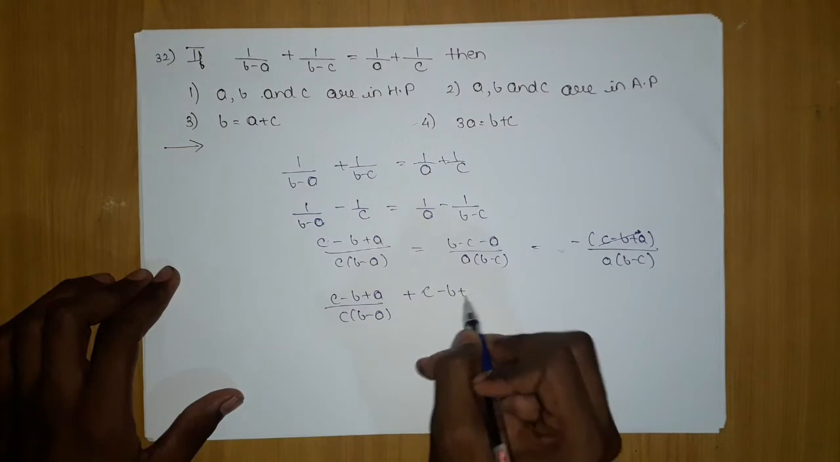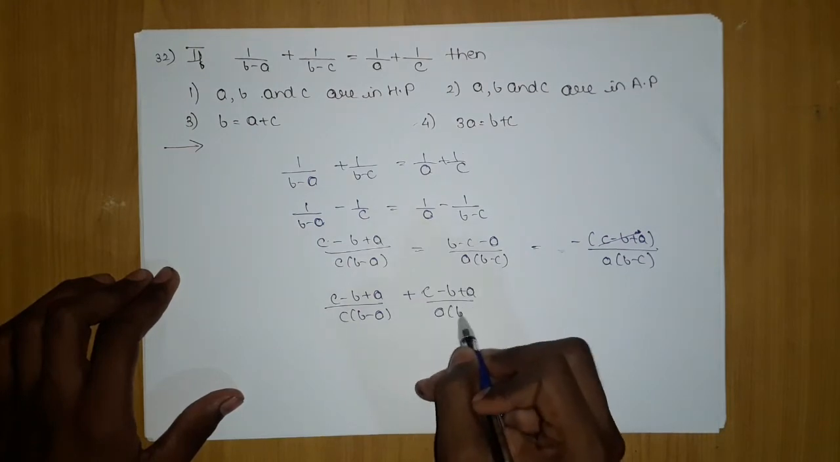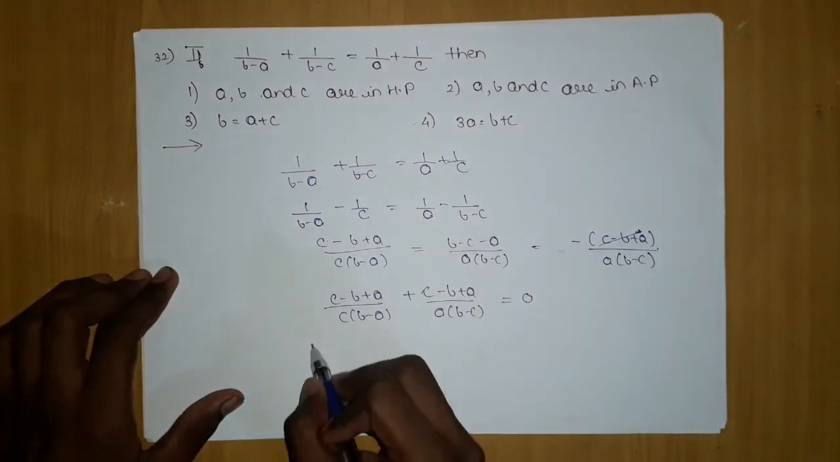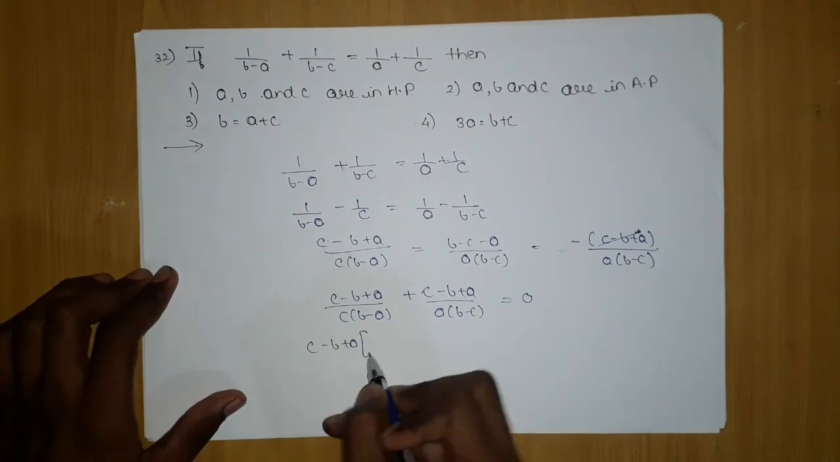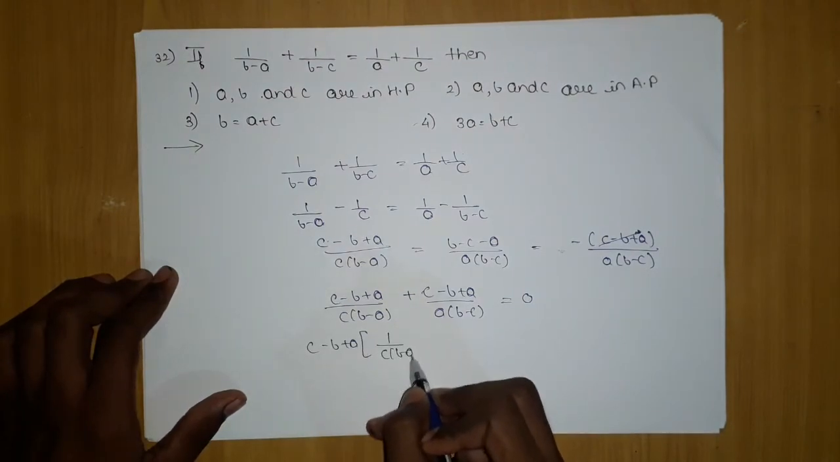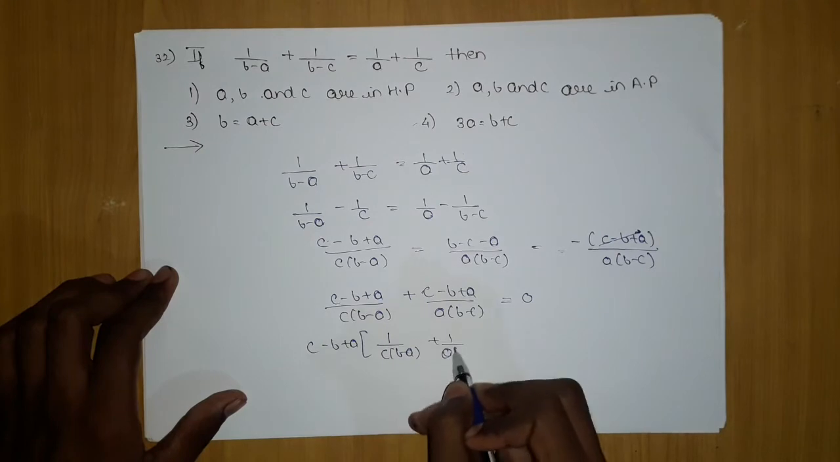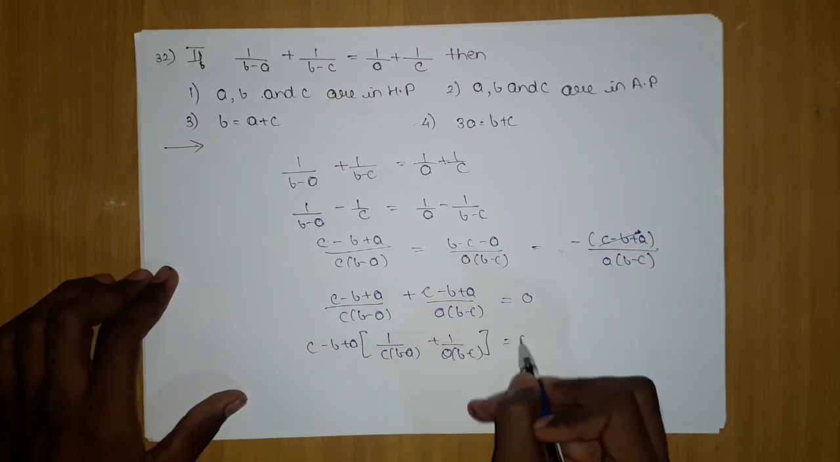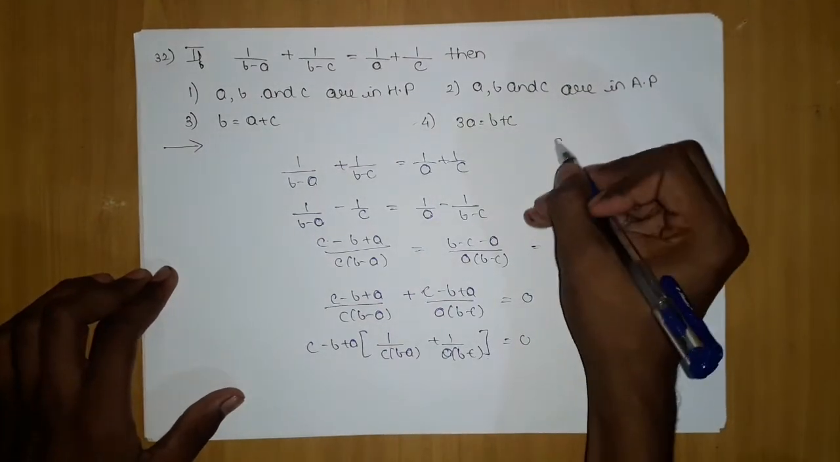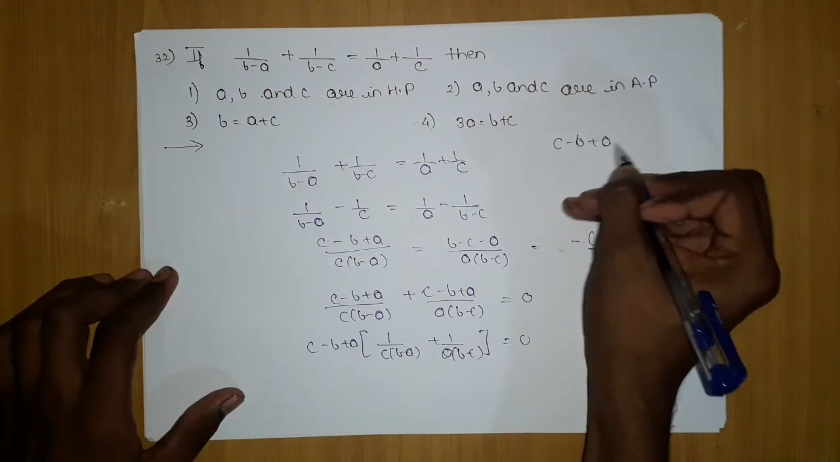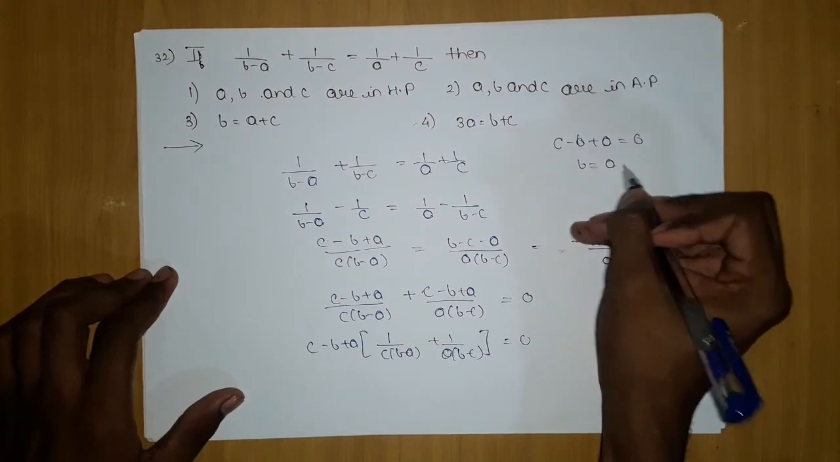It will become c minus b plus a upon a into b minus c. Fine, should be equal to 0. I will take common c minus b plus a. I will be left with 1 upon c into b minus a plus 1 upon a into b minus c should be equal to 0, which will give me, there can be two situations, c minus b plus a should be equal to 0, which will give me b is equals to a plus c.